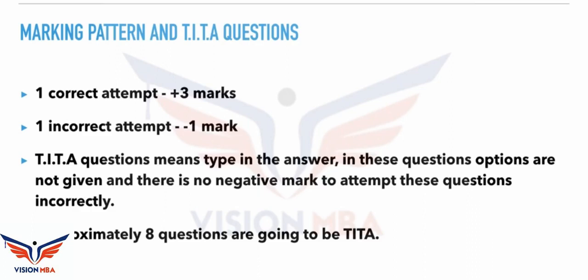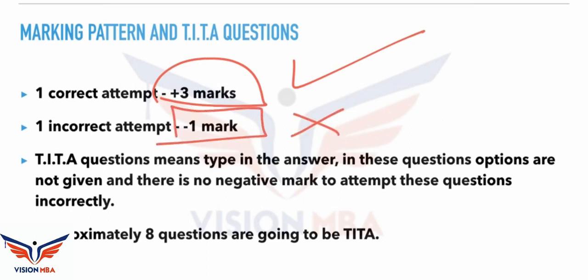Now let's understand the marking pattern and TITA questions. For one correct question, as you can see here, you're going to get 3 marks. For every one right attempt, you're going to get 3 marks. For every incorrect attempt, you're going to get -1. But then there is a catch.